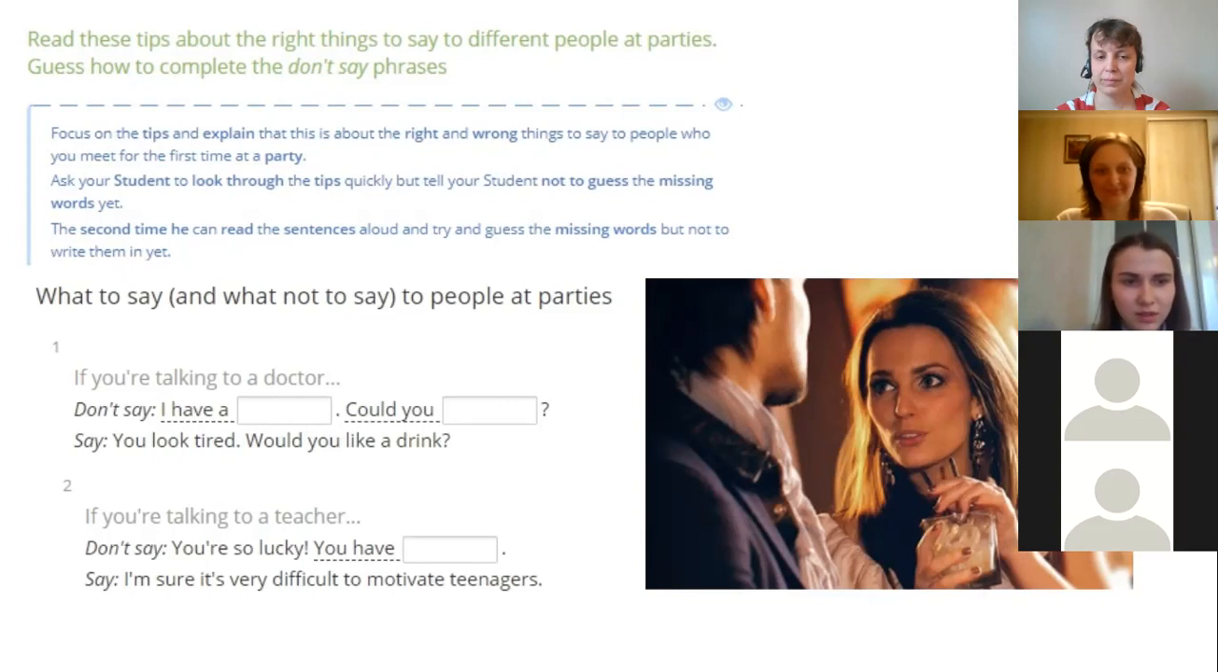Okay. And let's imagine what question would be not very nice to ask a doctor. If he's relaxing, having fun. So I should give examples of... Yeah, and you can use the prompt here on the page. If you're talking to a doctor, don't say... I have... don't say... it's interesting. Don't say I have... I don't know.